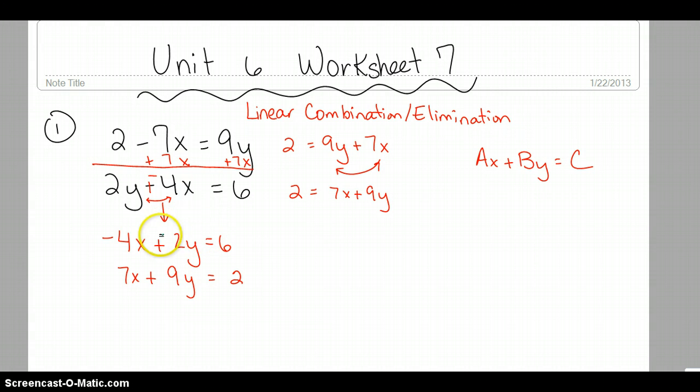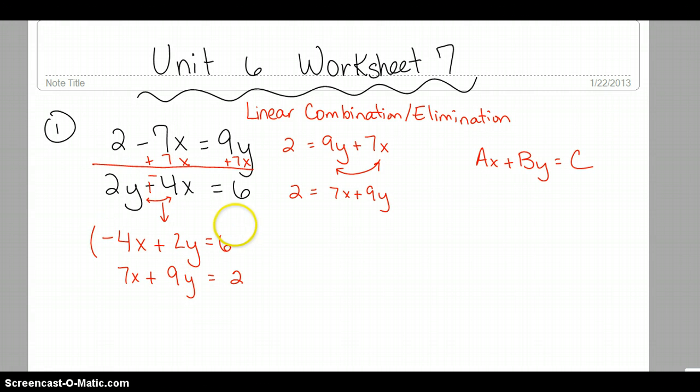Once you have it lined up, now we can figure out what needs to be eliminated and where. So I want to eliminate either the x's or the y's. I'm going to eliminate the y's. I have a positive 2 and a positive 9. So you have to think of what number is divisible by both 2 and 9. The smallest is probably 18. So I want to make one of these a positive 18y and one of these a negative 18y.